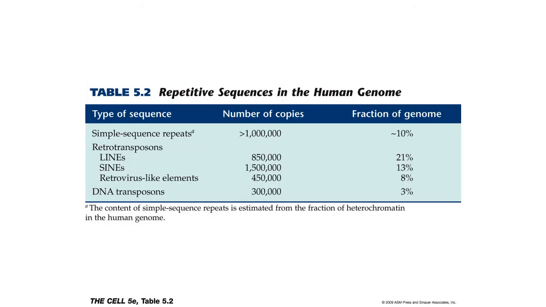Okay, so again, this is a summary, kind of an older summary, but it's pretty much in agreement with the previous, that we have the fraction of our genome of LINEs is 21%, 13% SINEs, retrovirus elements 8%, and DNA transposons only 3%.